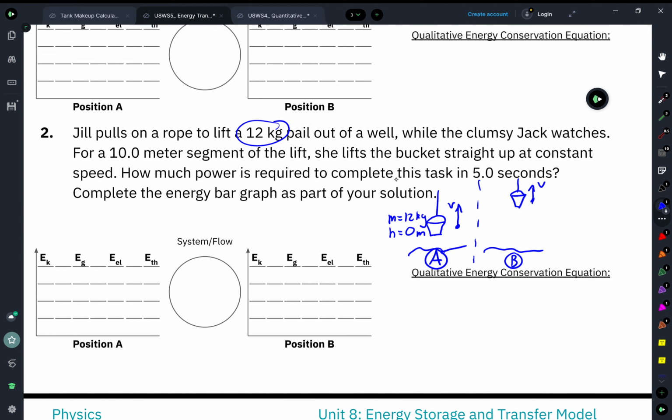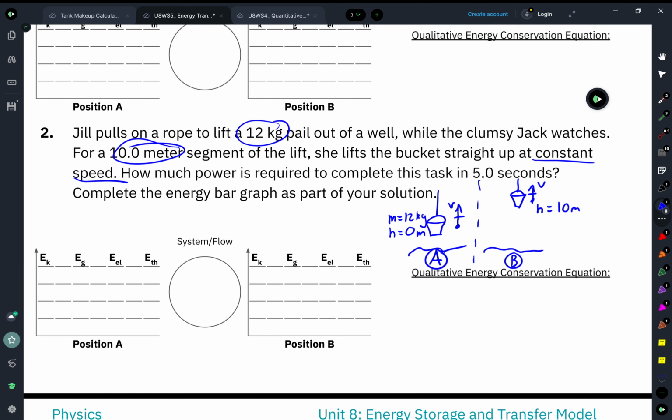It still has the same mass, but now that it is 10 meters up, the height can now be 10 meters for that 10-meter segment of the lift. Oh, and it says constant speed. So I can say that this velocity is the same as that velocity. Now, this is probably going to be good enough to set up our LOL chart.